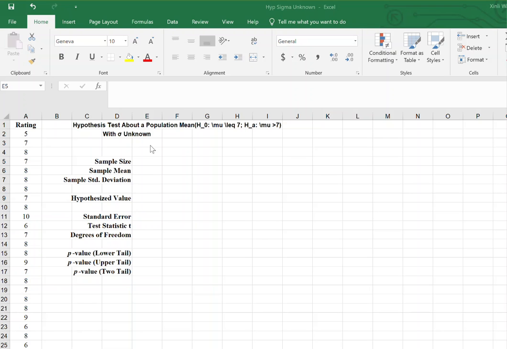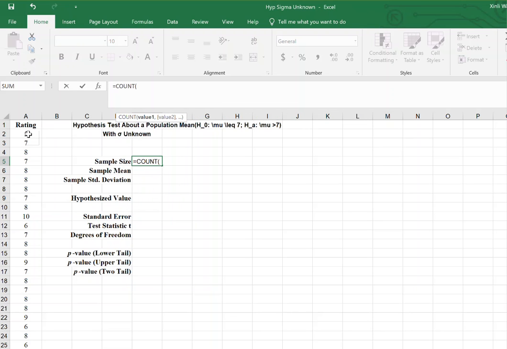and we are going to assume that we don't know the sigma for the population, and we're going to test the hypothesis in which the null hypothesis is mu is less than or equal to 7, and our alternative hypothesis becomes mu is greater than 7. We're going to start by finding out the sample size using the function count.